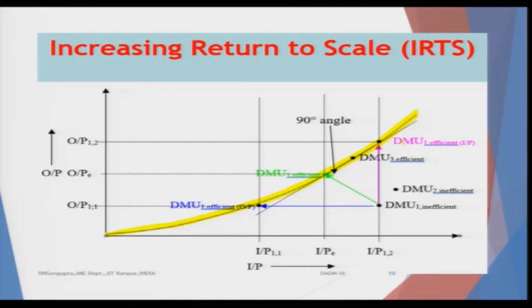One is vertically up, which means the input bundle remains the same and the output increases, and this vertical up is the pink line. The pink color scheme is there in order to make you understand. So, the pink one, DMU 1, would be the efficient one, considering it is input oriented.